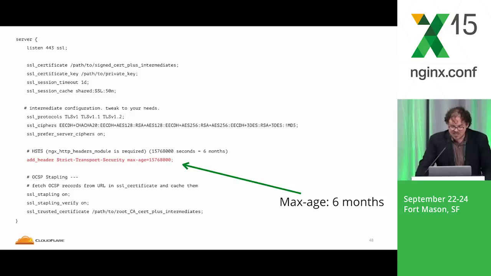But to set it up, this is just an example, in your server config in NGINX, just add a header that says Strict-Transport-Security and give it a max-age. In this case, this is in seconds, so this is 6 months in seconds. That's the minimum you need for the preload list. And you can add other directives here, such as includeSubDomains and preload, which means that it's acceptable to take this and add it to a preload list.